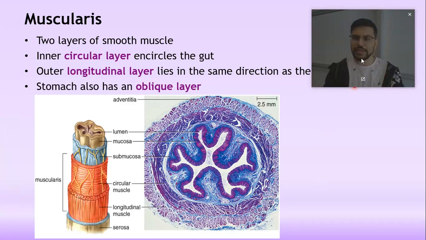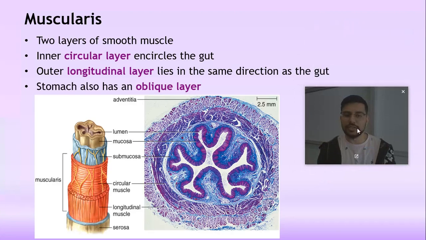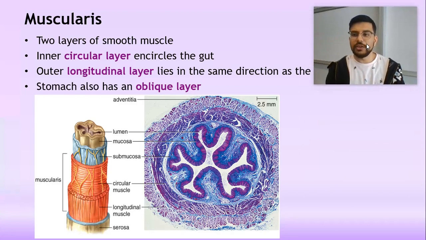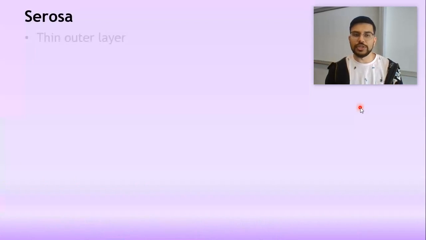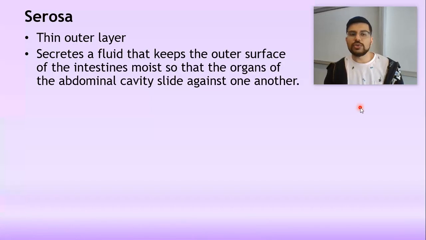I'm covering up the last word here. That allows you to have that peristalsis movement. Your stomach has an additional layer too called the oblique layer, and that allows for additional three-dimensional movement to squeeze and break through foods. And lastly, you have the serosa. This is the outer layer.